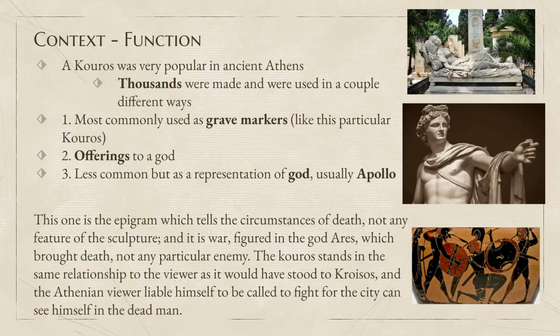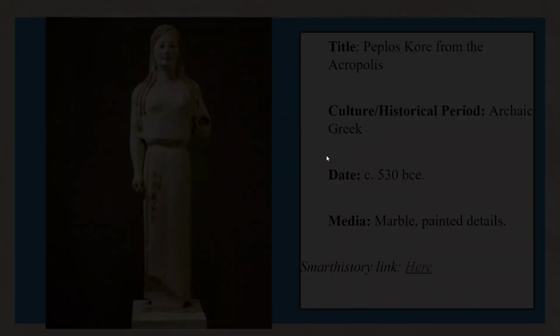That was less common, but usually Apollo, he's like the god of the sun and art and stuff, and he was seen as the ideal male youth as well. So choros statues, again, are grave markers, offerings to gods, or representing gods. This one in particular is a grave marker. And propaganda to be like Anavisos Choros, be like Croesus.